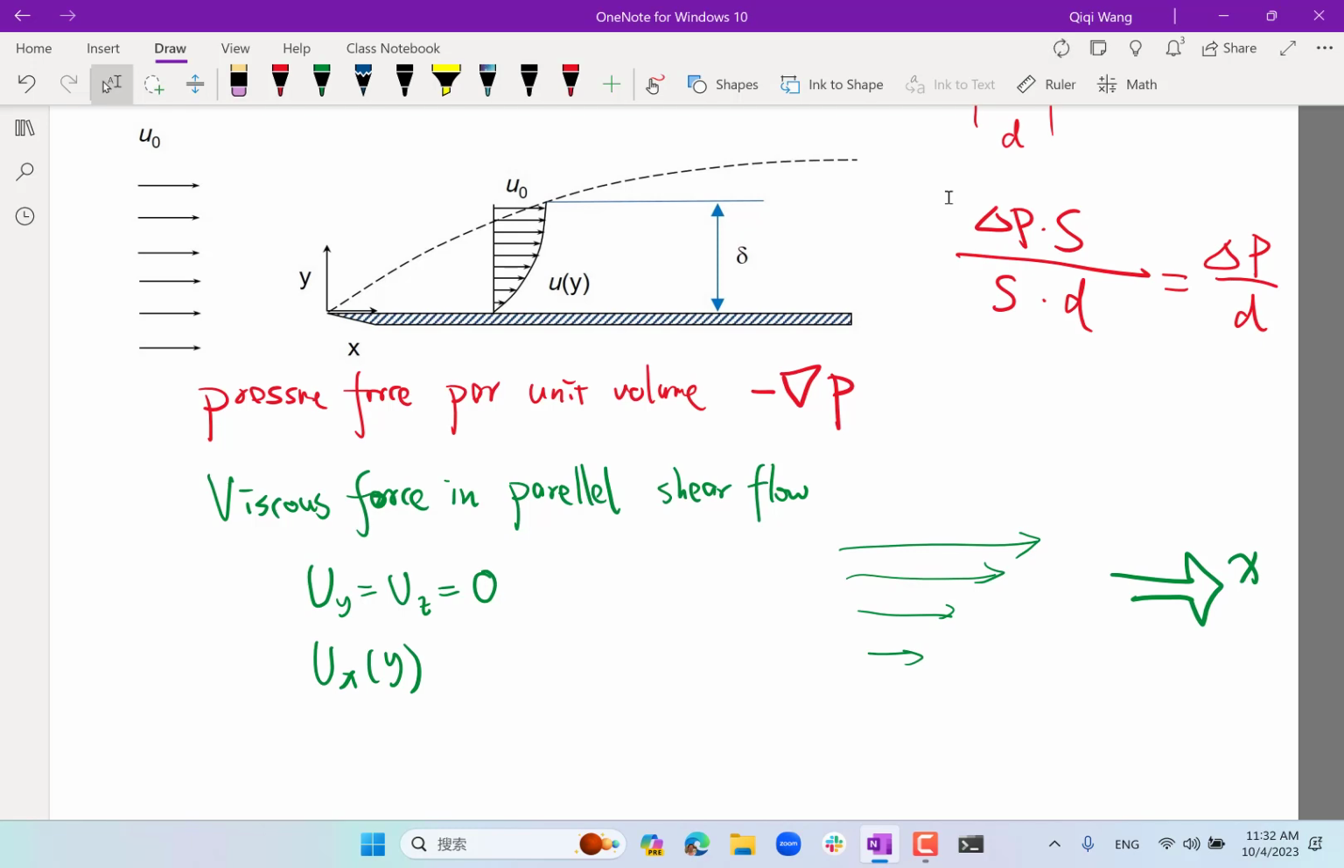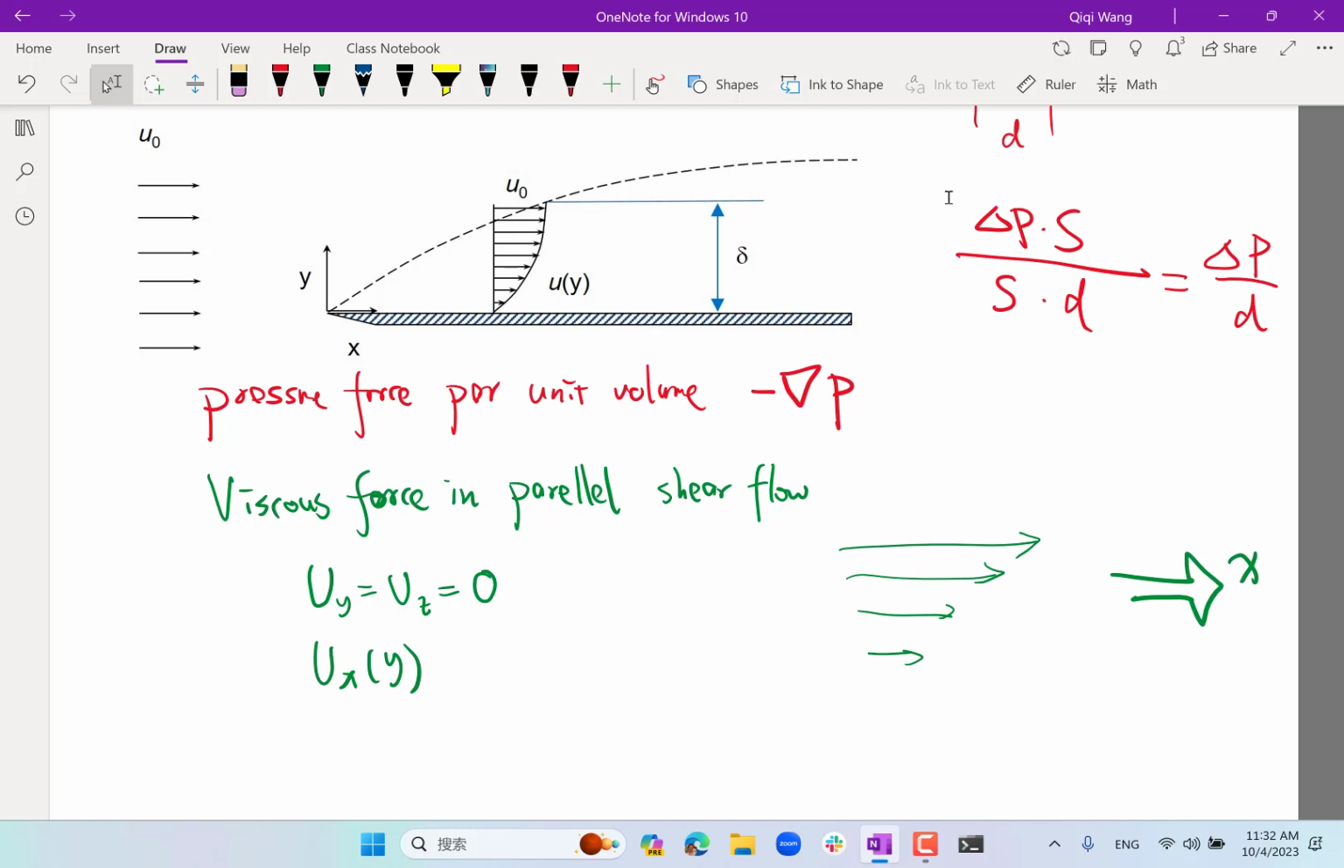So if it goes straight, then there is no pressure gradient. And if there is no pressure gradient, that means P is a constant, right? Okay, there is no pressure gradient in this direction, and U is not a function of X, which means the flow doesn't accelerate or decelerate. That also means pressure is not a function of X. So pressure in this parallel shear flow is a constant, no matter what X, Y, Z is.